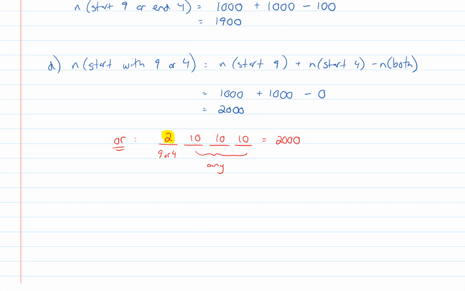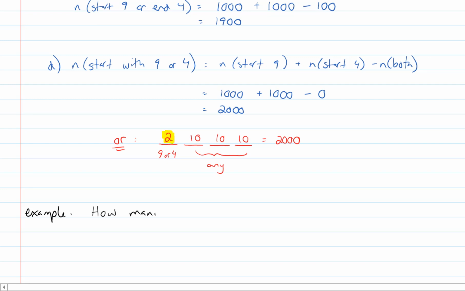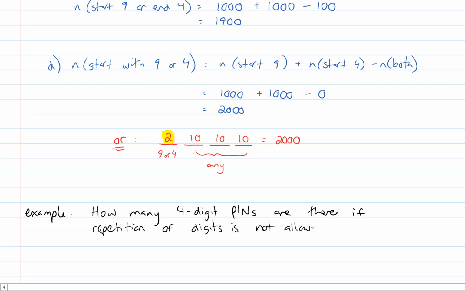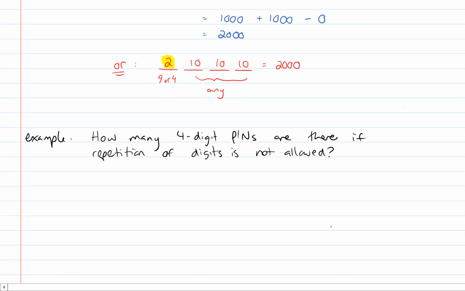Okay, let's do our last example of the section. And our example is how many 4-digit pins are there if repetition of digits is not allowed. And for our answer here, we're going to again use the multiplication rule.